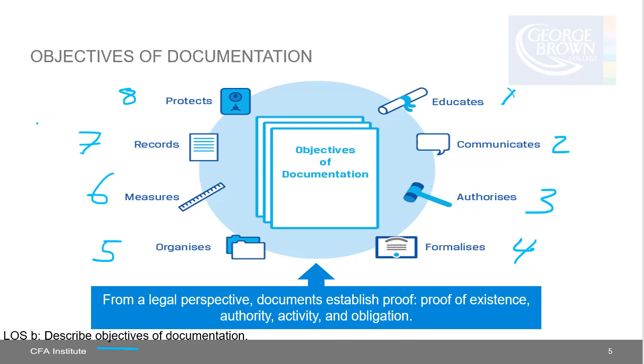So you can see here, here's a list. You want to put together some type of memorizing flashcard. 1 to 8: educates, communicates, authorizes, formalizes, organizes, measures, records, and protects. And so, for example, a couple of words to help you remember what the key points are. So in terms of records, it preserves corporate learning, institutional memory. So you need to match up a couple of key words, okay?